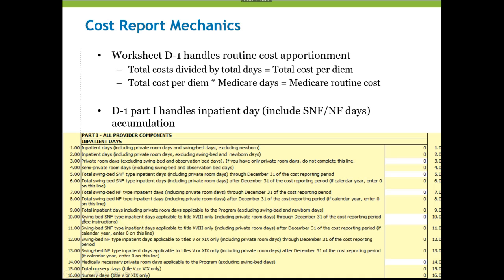Down here in rows 10 through 13, they're largely the same numbers we've reported up here, 5, 6, 7, and 8, the total. The only thing is these are those days that are specific to Medicare, Title 18 only, and then for lines 12 and 13, only those NF days related to Title 5 or 19.